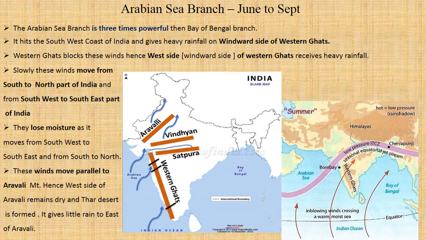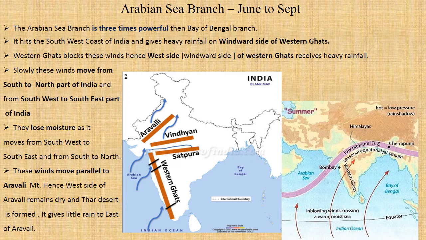The next map shows the ITCZ, that is the Intertropical Convergence Zone, in the summer season. This zone will move towards the northern plains of our country. You can see very well the red color arrows are crossing the equator. So they are the southeast trade winds which cross the equator and blow over the landmass of our country, which we call later the southwest monsoon winds.